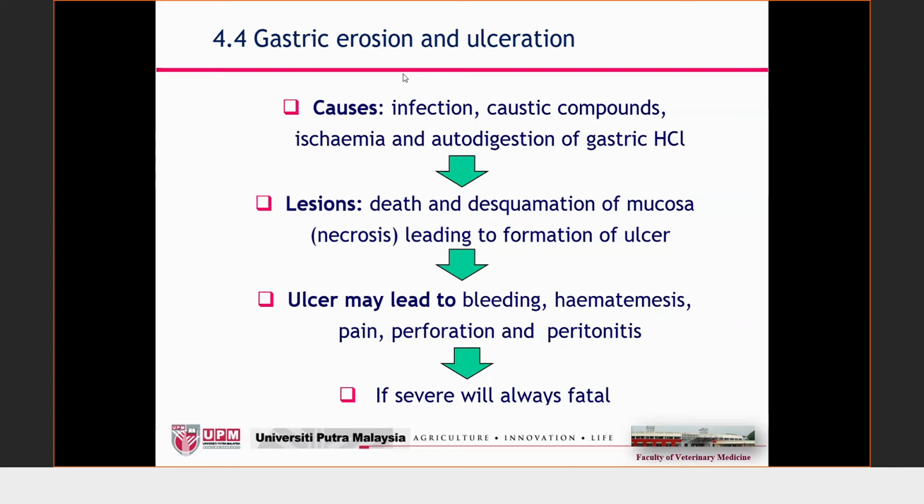Another consequence is perforation, which usually involves peritonitis. When there is perforation, the gastric content will enter the abdominal cavity. And as I mentioned earlier, the GIT has direct communication with the environment. There are quite a number of pathogenic and non-pathogenic bacteria present in the lumen of the GIT. As a result of the perforation, this will lead to peritonitis. If severe, peritonitis will lead to death.